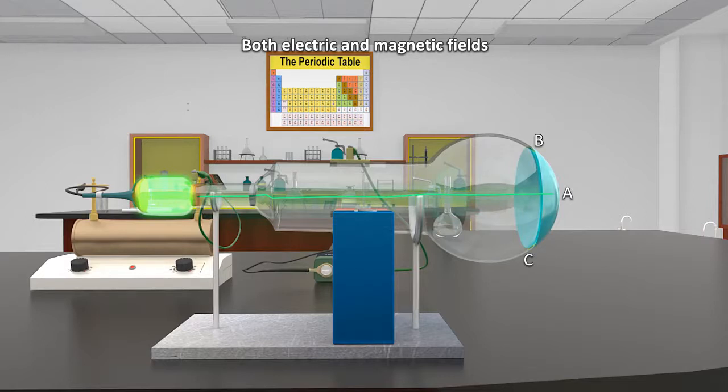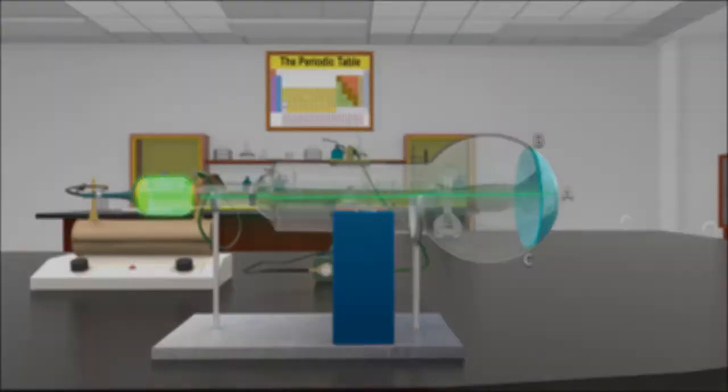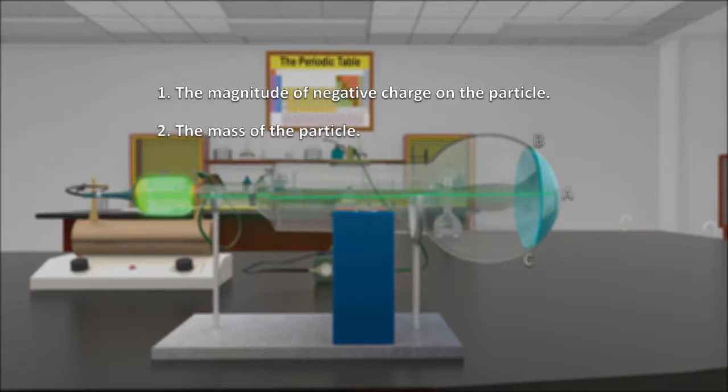Thomson observed that the amount of deviation of cathode rays depends on three main factors. 1. The magnitude of negative charge on the particle. The more the negative charge, the greater is the deflection. 2. The mass of the particle. The lighter the particle, the greater is the deflection. 3. The strength of the electric and magnetic field. The stronger the field, the higher is the deflection.